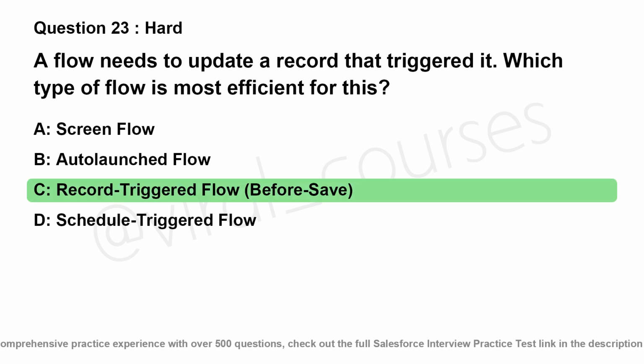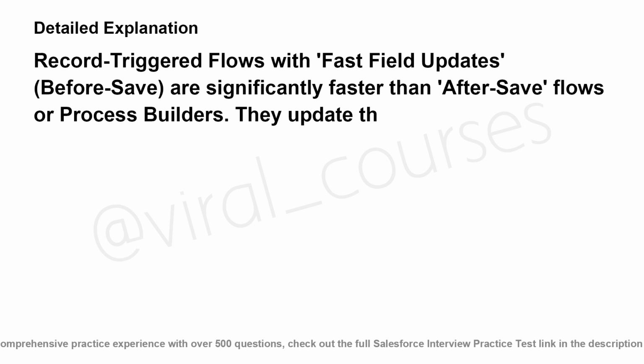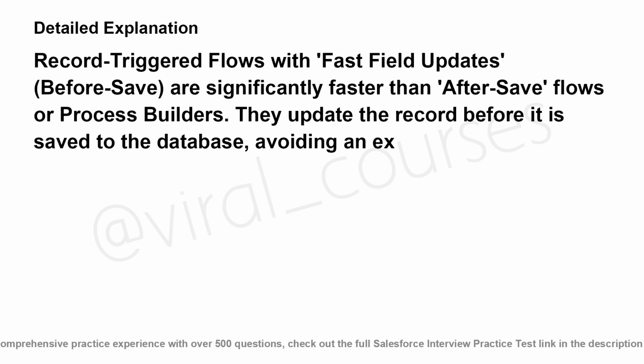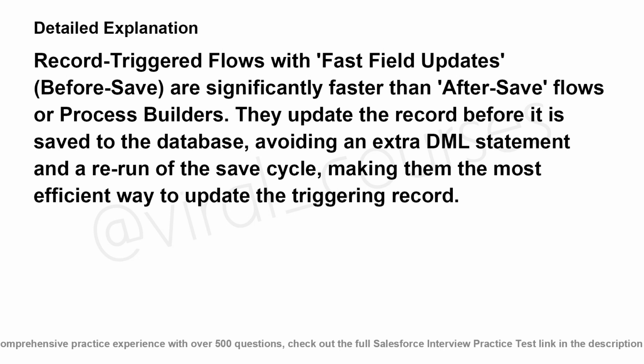The correct answer is C. Record-triggered flows with fast field updates before save are significantly faster than after save flows or process builders. They update the record before it is saved to the database, avoiding an extra DML statement and a rerun of the save cycle, making them the most efficient way to update the triggering record.